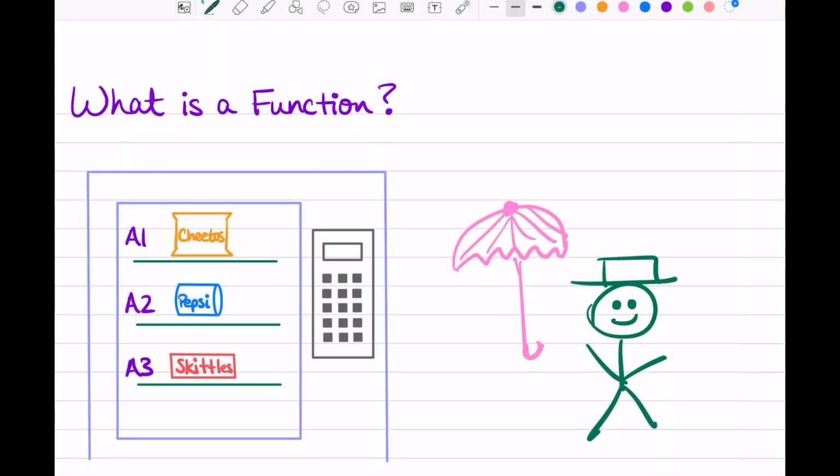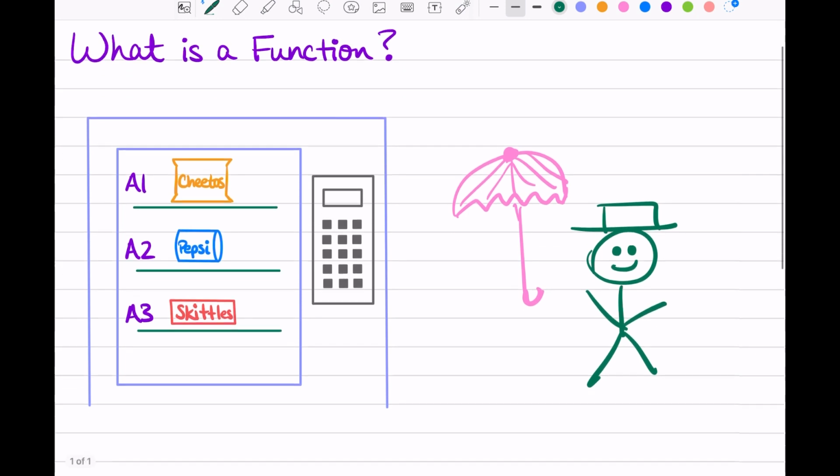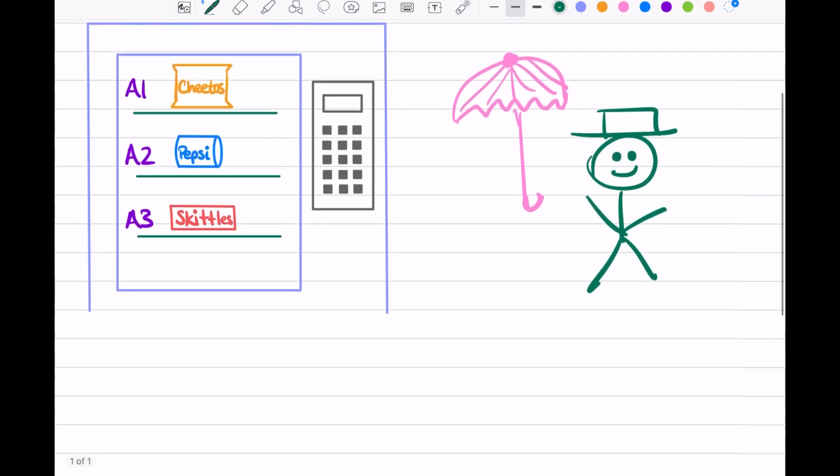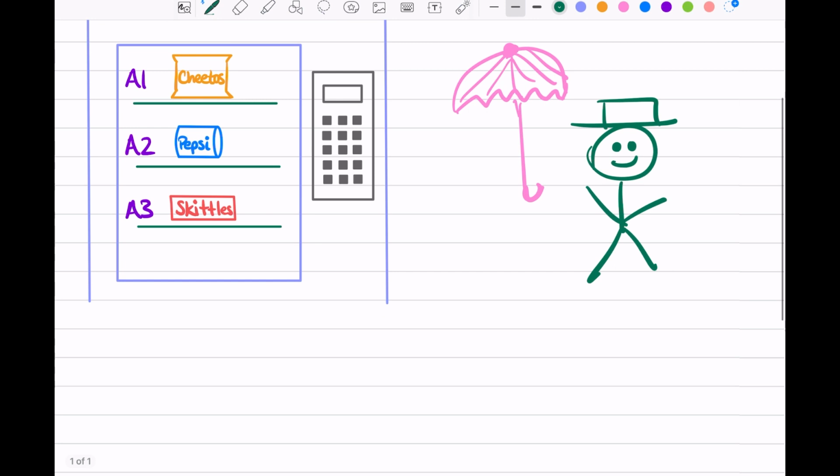Let's say you're out on a walk. You're walking along with our mystery quality man, just enjoying the fresh air and the sunshine, and you come across a vending machine. You realize you're a little hungry, and those Cheetos look pretty good. So, what do you do? You put some money into the vending machine and you type in A1. And out pops some Cheetos.